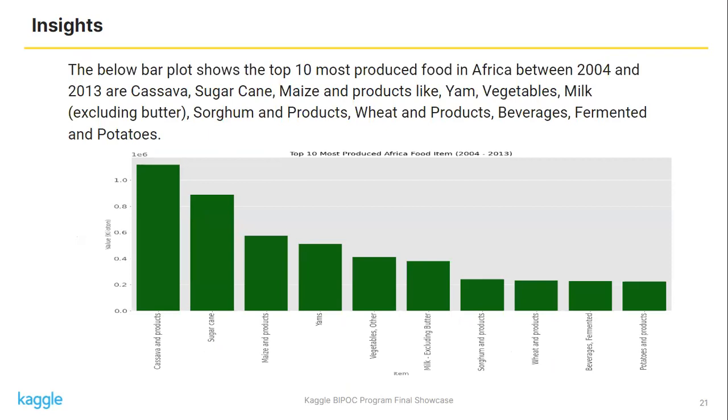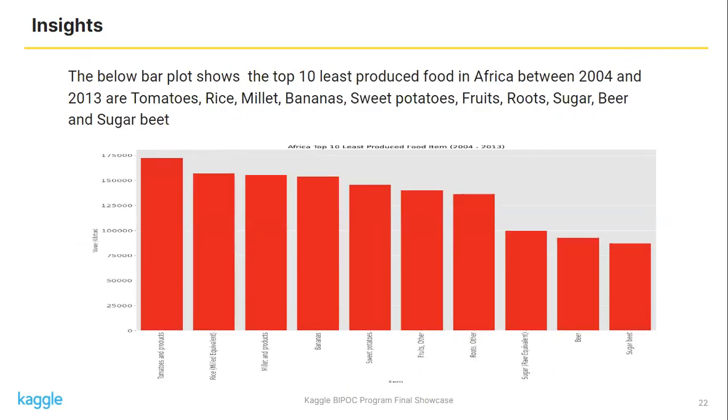This bar plot shows the top 10 most produced food in Africa between 2004 and 2013. They are cassava, sugarcane, maize, yams, vegetables, and the rest. The below plot shows the top least produced food in Africa between 2004 and 2013. They are tomatoes, rice, millet, bananas, sweet potatoes, fruits, root sugar, and sugar beets.